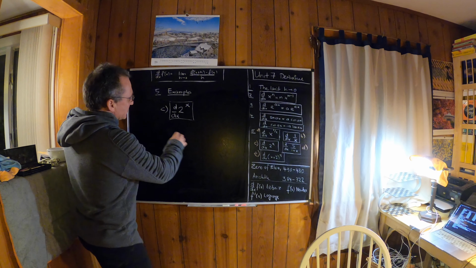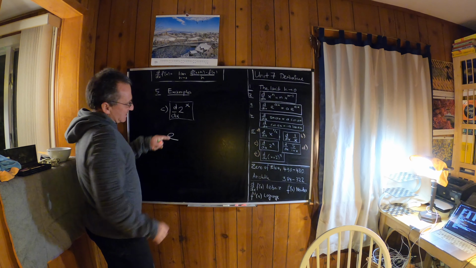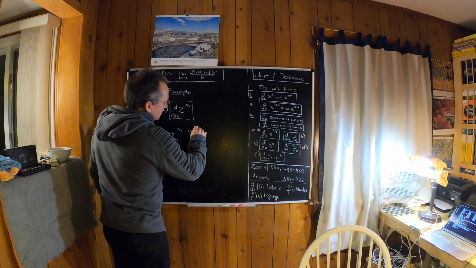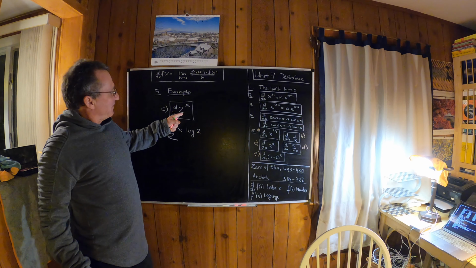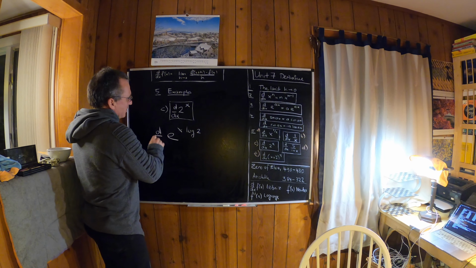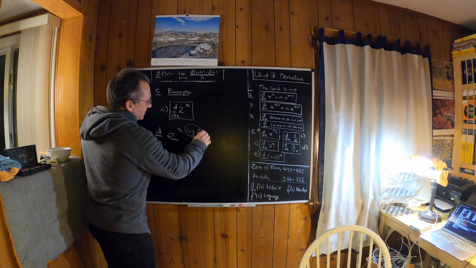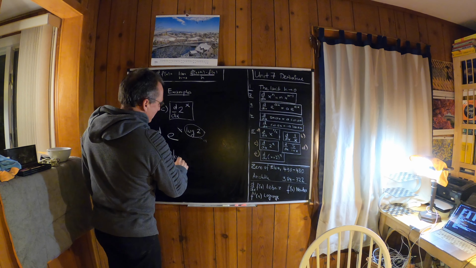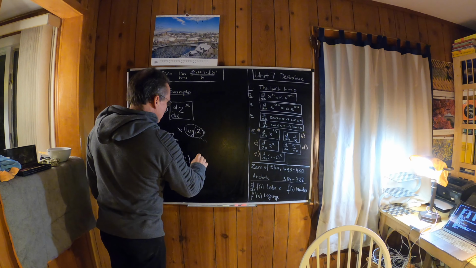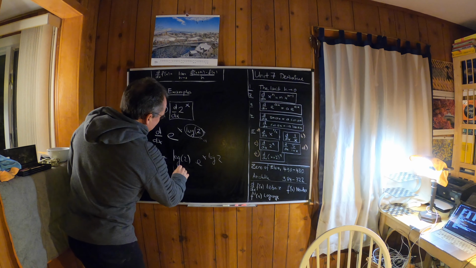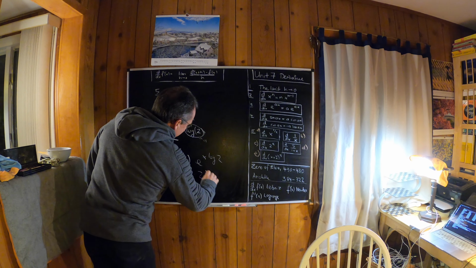I mentioned this already before. 2 to the x can always be written as an exponential of x times log 2. That's what we always do. When we have an a to the x, we can write it like that. And now we can differentiate that. We know the rule, right? This gives us just the log 2 out. So this is log 2 times e to the x log 2. So that's actually log 2 times 2 to the x.